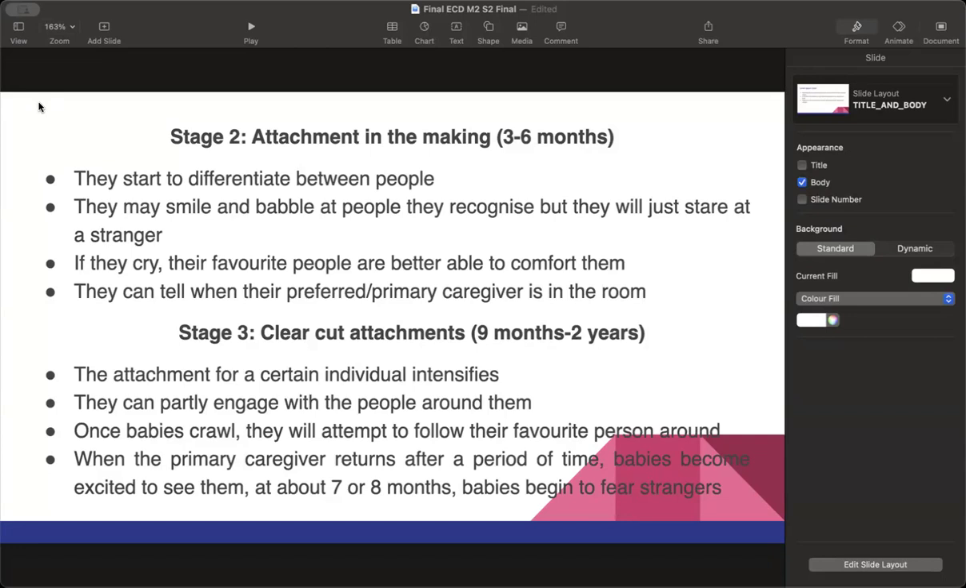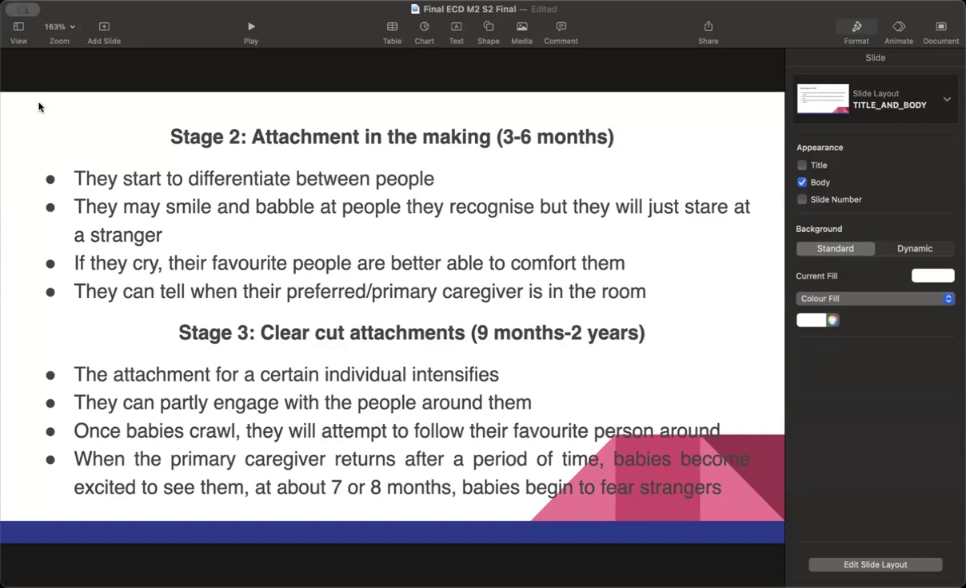Okay, stage 3 is clear-cut attachment. This happens between the age of 9 months to 2 years. The attachment for a certain individual intensifies. They can partly engage with the people around them. Once babies crawl, they'll attempt to follow their favorite person around. And when the primary caregiver returns after a period of time, babies become excited to see them. At about 7 or 8 months, babies begin to fear strangers.